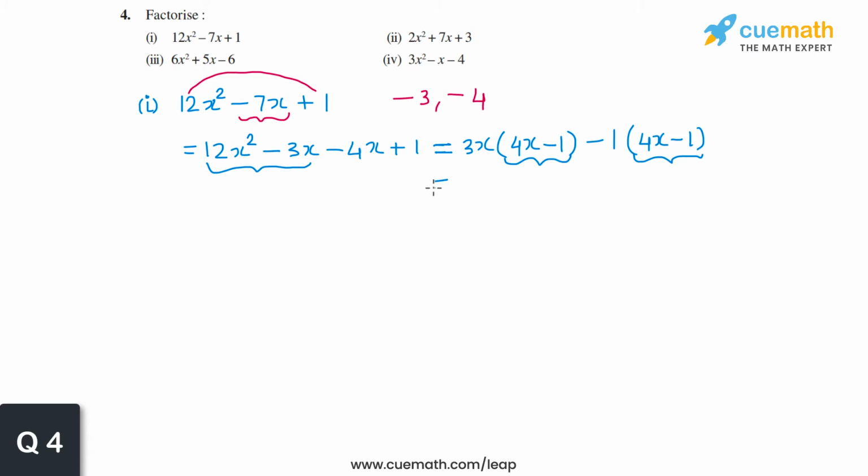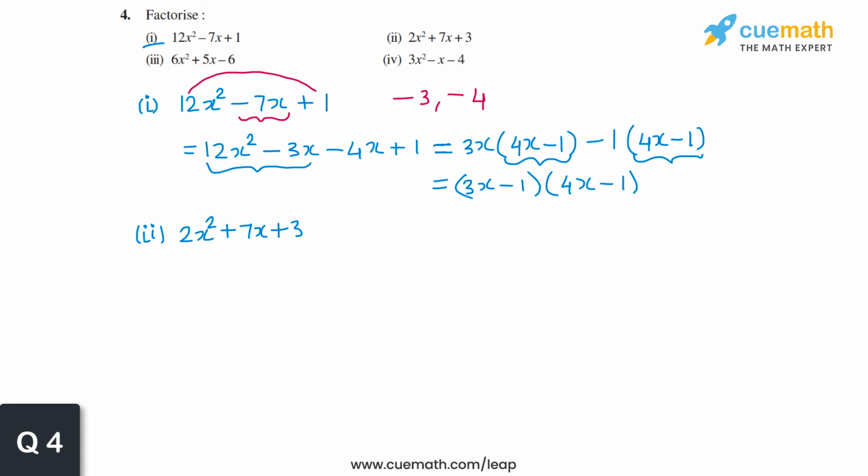So I take it out and I'm left with 3x minus 1 times 4x minus 1. So this is the factored form of the first polynomial. Now let's go to the second one. The second polynomial is 2x square plus 7x plus 3.